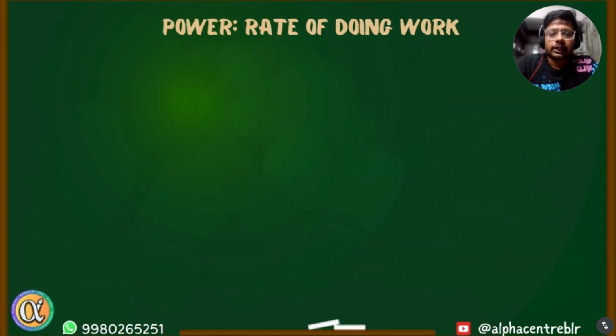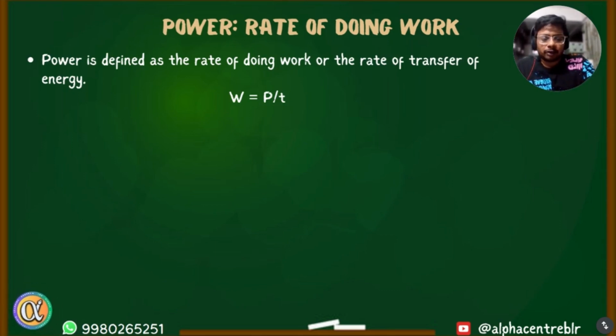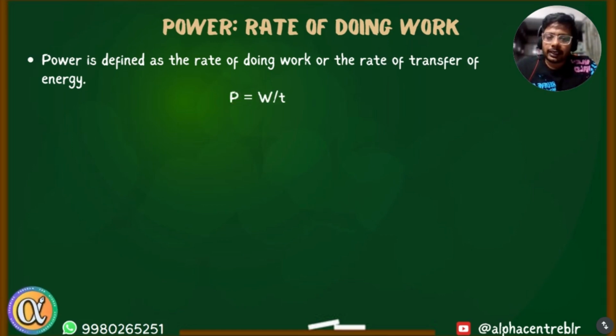Power, or rate of doing work. Power is defined as the rate of doing work or the rate of transfer of energy. So the formula for power is work done divided by time. Power is nothing but work done upon time.